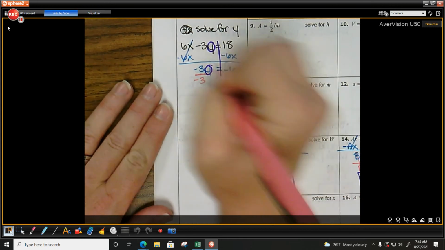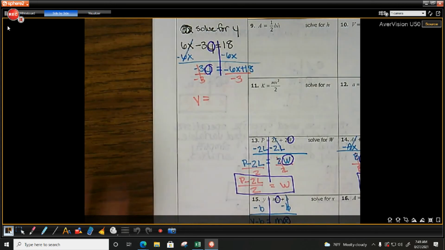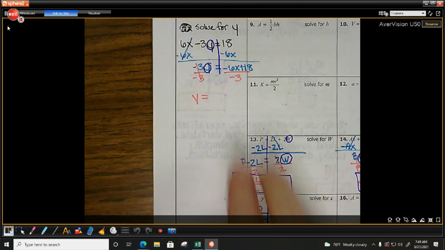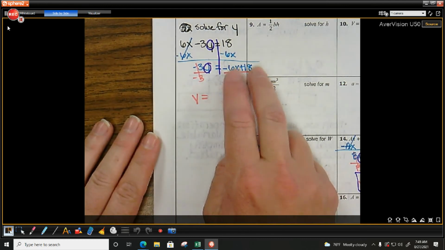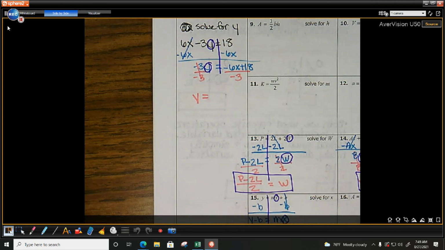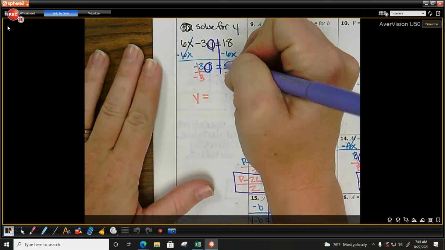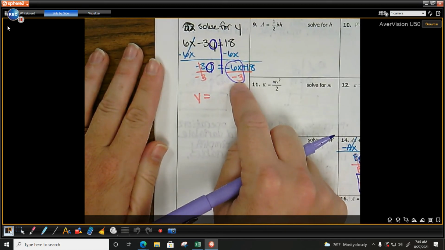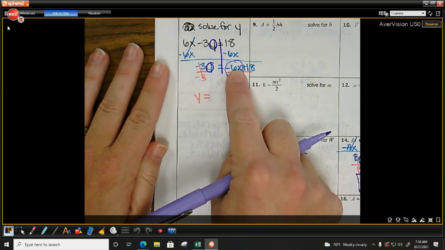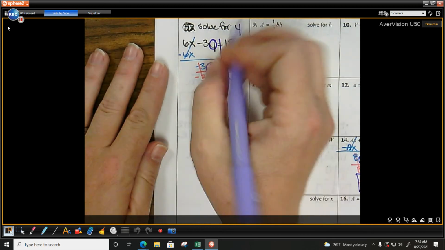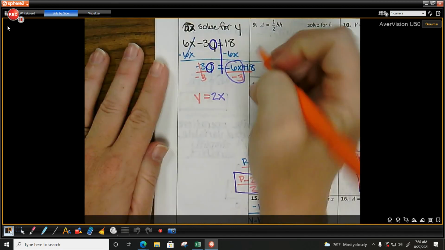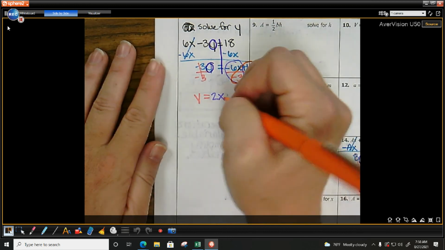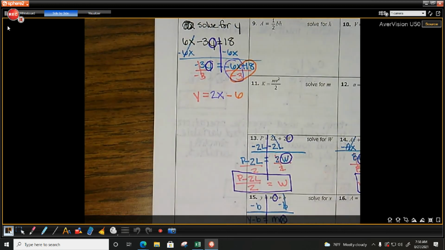So I get y equals. This is where we're a little tricky, guys. Okay? It's a little tricky. How many terms do I have in the numerator? 2. I'm going to divide both of those terms by negative 3. Okay? So what's negative 6 divided by negative 3? 2 what? And it has a x, so 2x. And then what's 18 divided by negative 3? Negative 6.